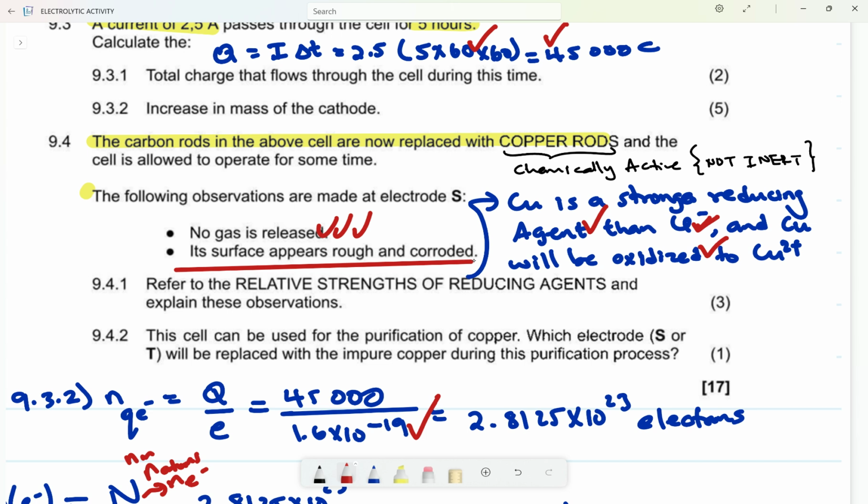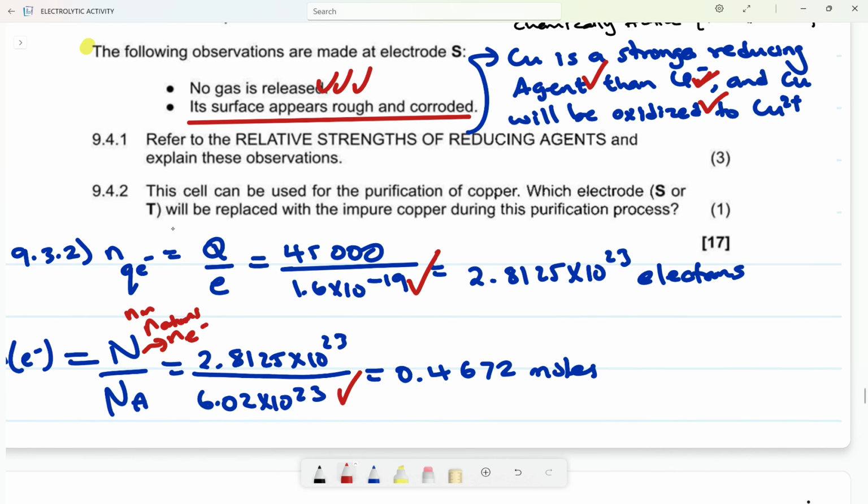Rather, there is a corrosion that occurred on the copper. Its surface appeared rough and corroded. So the copper corroded to copper 2 plus and electrons. It was oxidized. I hope it makes sense. One can say Cl minus is a weaker reducing agent than Cu. I repeat, Cl minus is a weaker reducing agent than Cu and will not be oxidized. If you are weaker, you will not be oxidized.